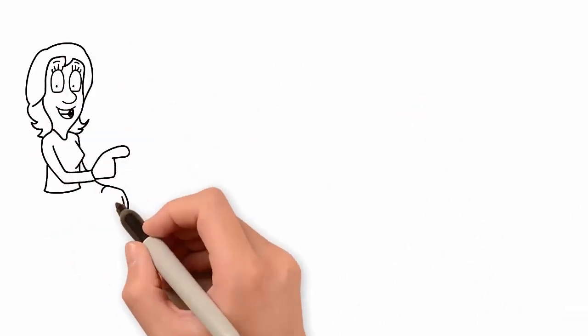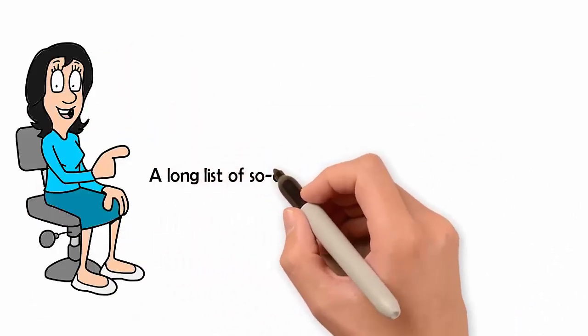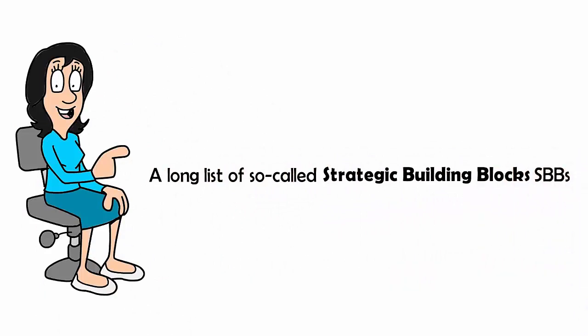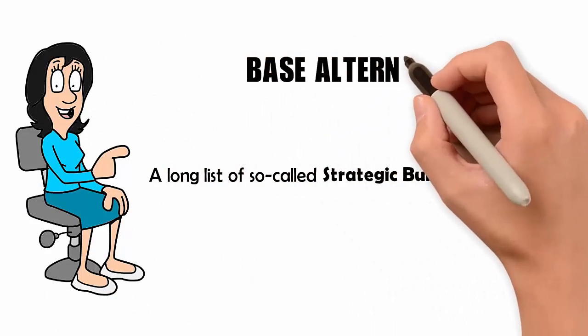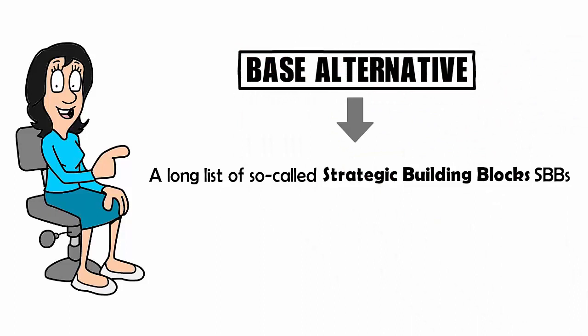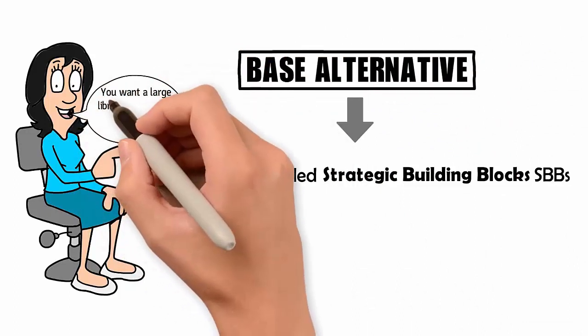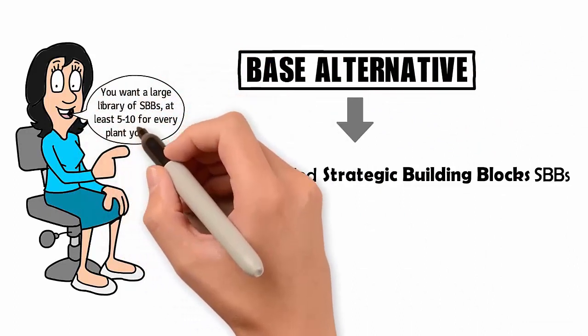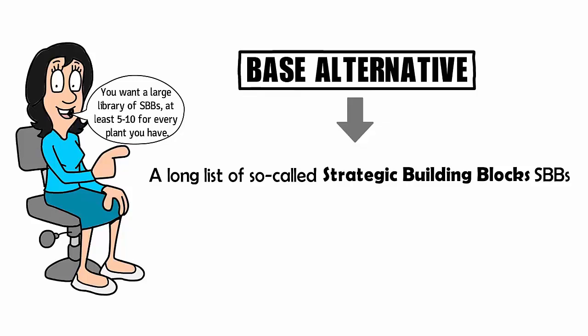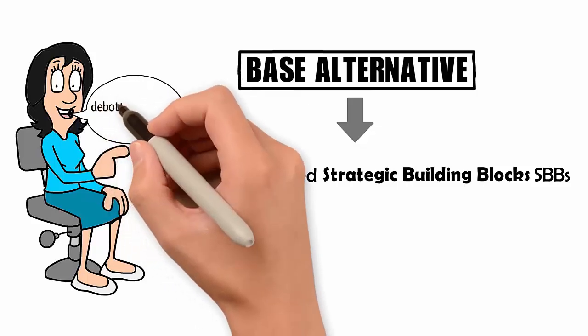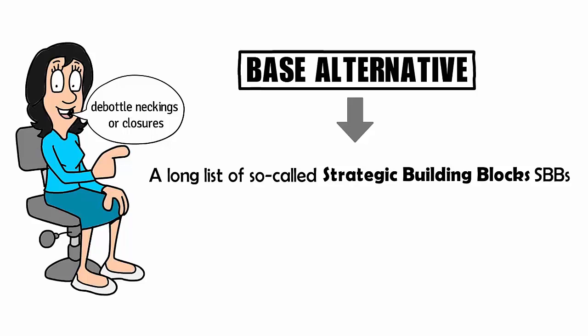After having set the base alternative, a long list of so-called strategic building blocks, or SBBs, is created. These are built from the base alternative. You want a large library of SBBs, at least 5 to 10 for every plant you have. These are often tactical opportunities, such as debottleneckings or closures. But we call them strategic because they should be rather large decisions.